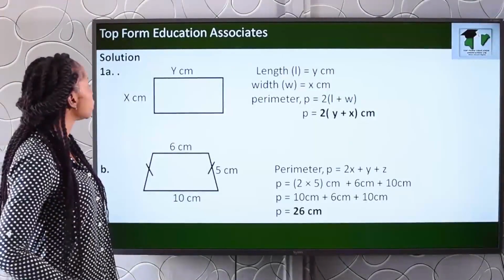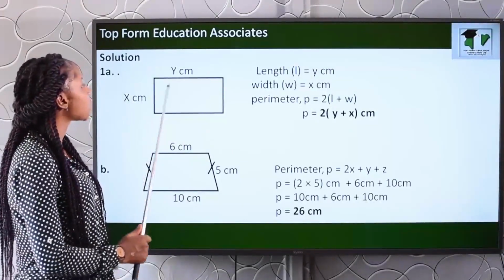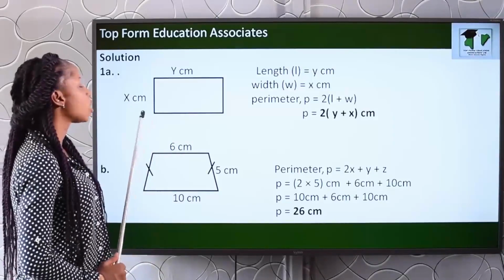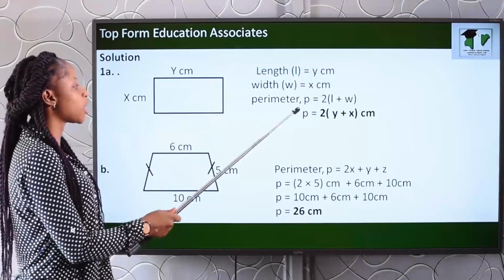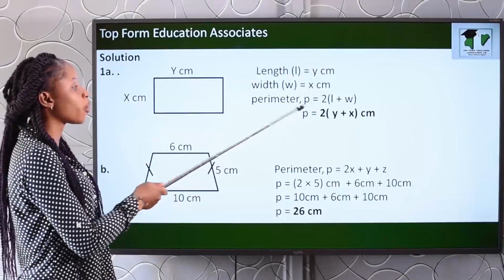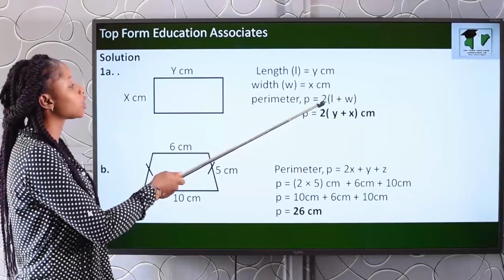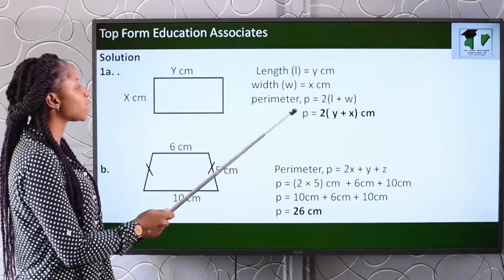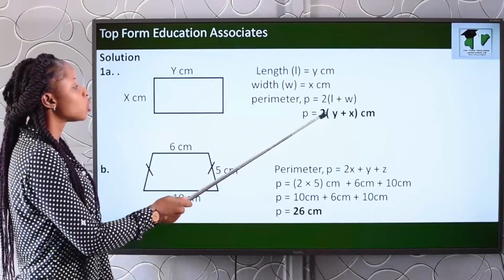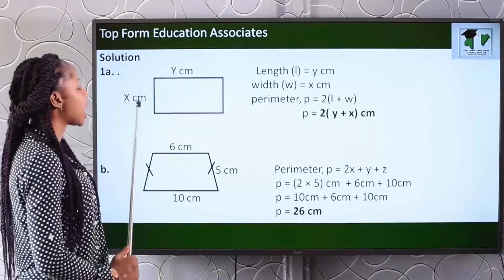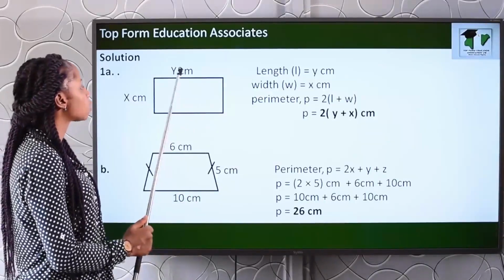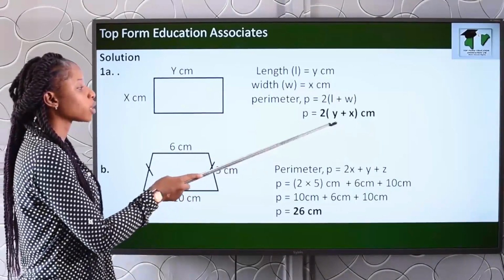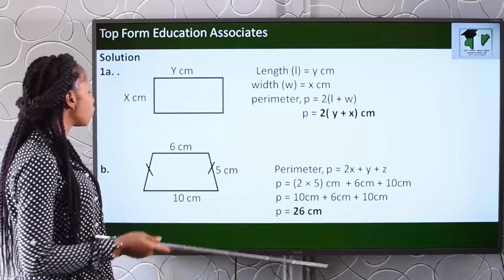Now, solution. Solution A, we're asked to find the perimeter of this shape. The length was given as y centimeters, and the width or the breadth was given as x centimeters. Since the formula for perimeter is 2 open bracket length plus width, we simply input our values here. So P, the perimeter of this rectangle, is P equals 2 open brackets y plus x. So the answer is 2 open brackets y plus x centimeters. Very simple and very short.